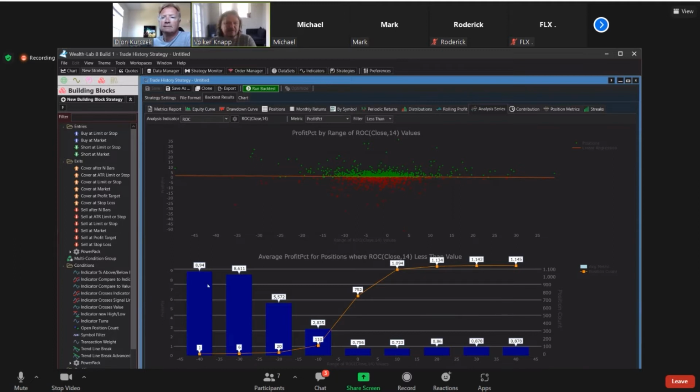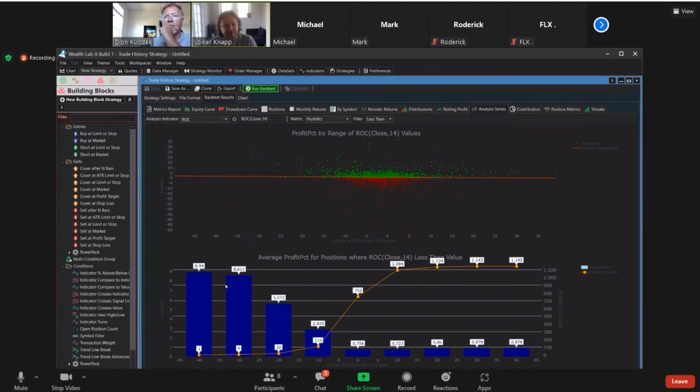So if the rate of change is minus 40, so if the stock dropped 40%, there's one trade and you had a profit of, let's say, close to 9, and it goes on and on. And if it's profitable, the results go down. Yeah, that's the number of trades that fall into that bucket. So the lower the rate of change, the higher the profit becomes. That means they're reverting back to the mean, kind of. So if they make an extreme move, then chances are they'll bounce back toward that mean price.